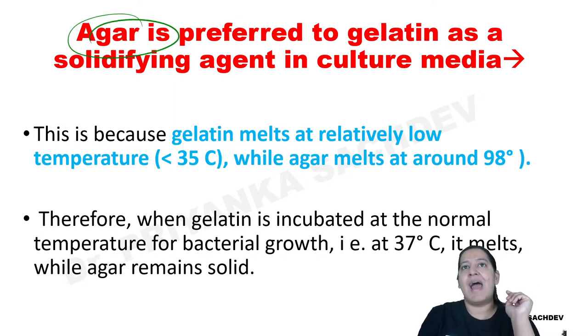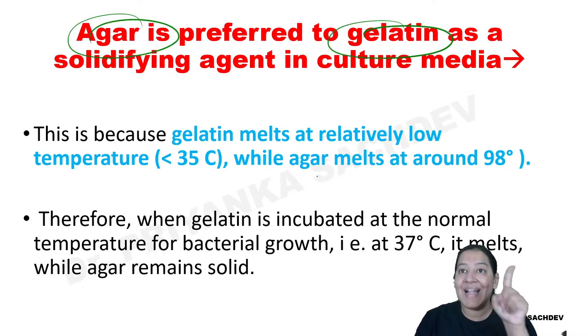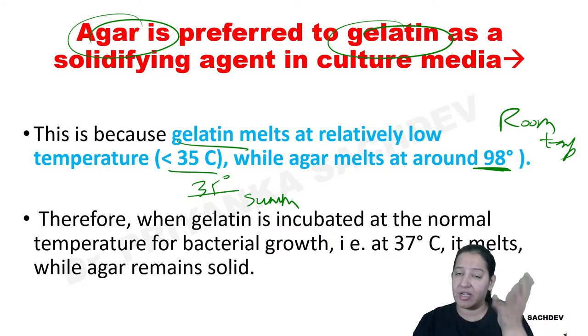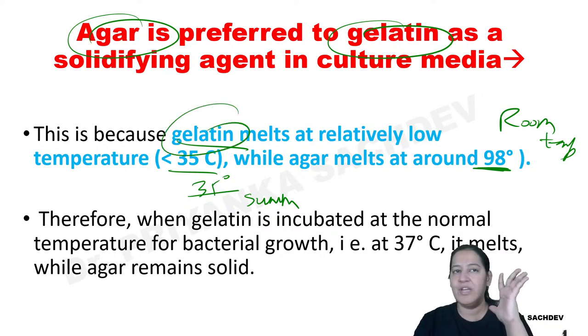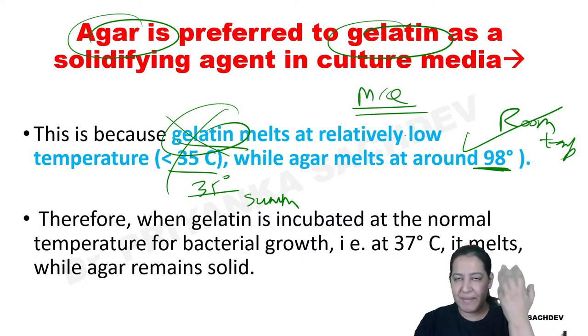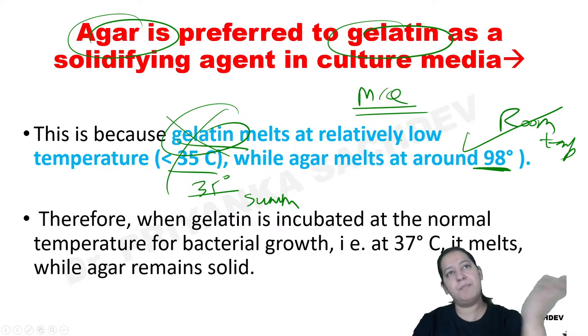We prefer agar as compared to gelatin because of the melting point. Agar melts at 98. So room temperature is never 98. Right? Never 98. But gelatin melts at 35. Less than 35. So in summers, we have room temperature of 35. Summers mein toh 40 tak bhi jata hai na. Summers mein room temperature kitna jata hai. So summers mein gelatin melt ho jayega. So we don't use gelatin, we use agar. So why agar is preferred as compared to gelatin? It is also MCQ. It is a PYQ, not in FMG, but in other exam.